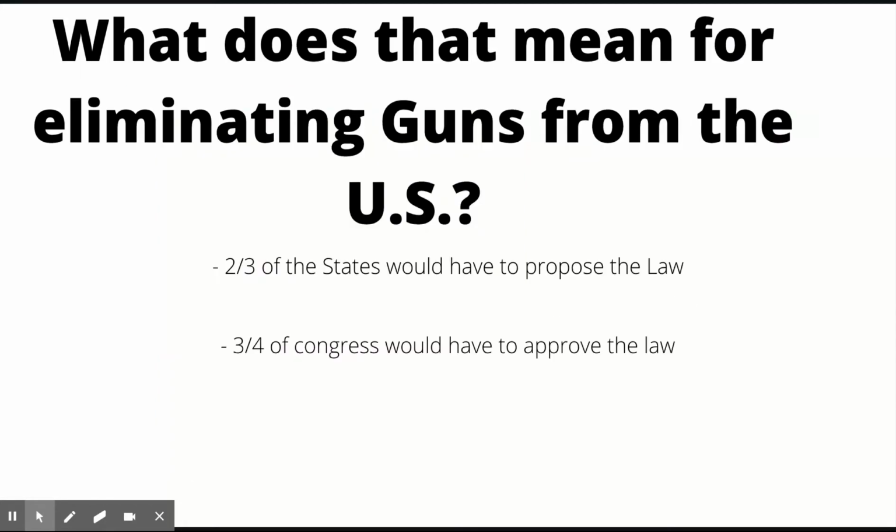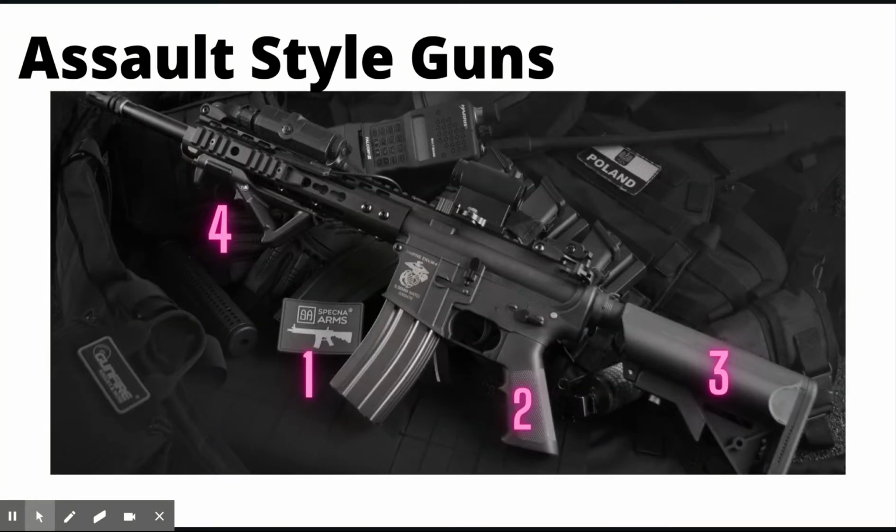And then if the government was going to try to repeal the Second Amendment or get rid of it, it would take 3/4 of the Congress voting for eliminating guns, and 2/3 of the states would also have to vote for eliminating guns. So it's a highly unlikely idea that the United States would just be able to eliminate guns. So people moved it from eliminating guns to changing the type of guns that are able to be purchased.